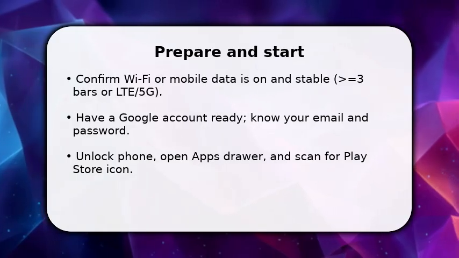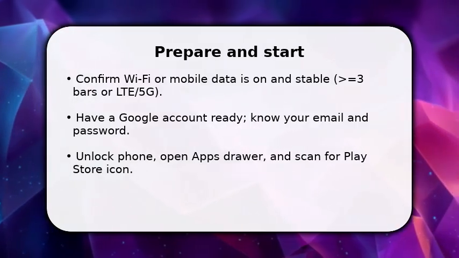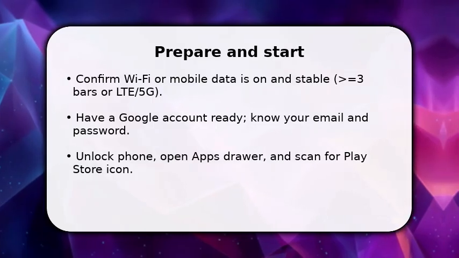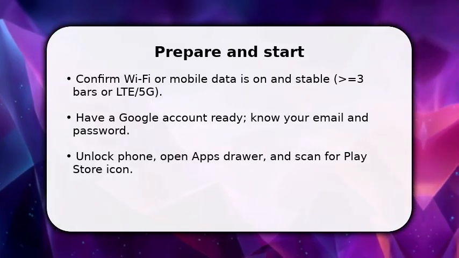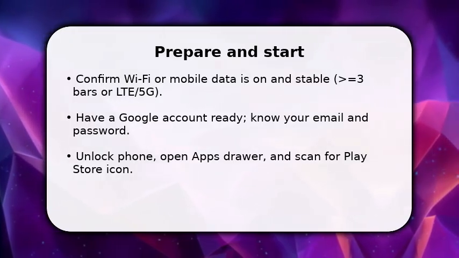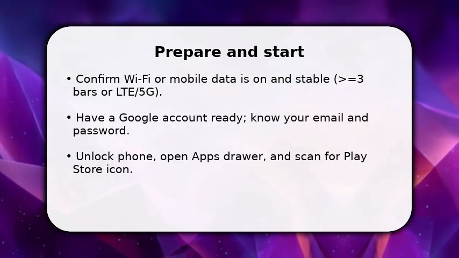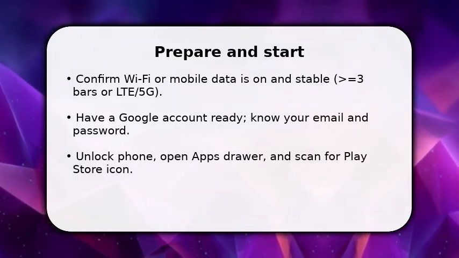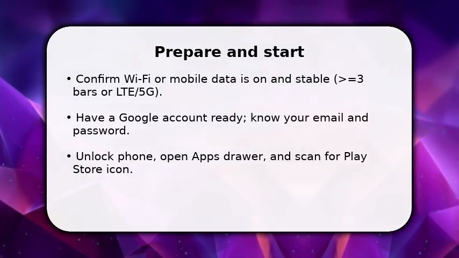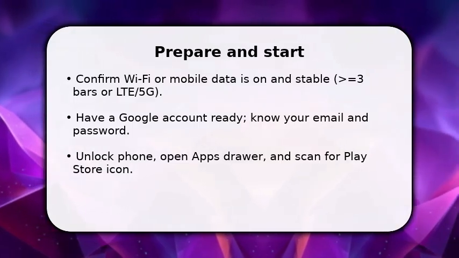You'll begin by making sure the essentials are ready. Your Samsung is unlocked, connected to Wi-Fi or mobile data, and you know your Google account credentials. Once done, swipe up from the home screen to open the app drawer and visually scan for the Play Store icon. If you spot it, tap to open. If not, use the search bar at the top of the app drawer and type Play Store. This gets you started quickly and avoids wasting time on needless settings.